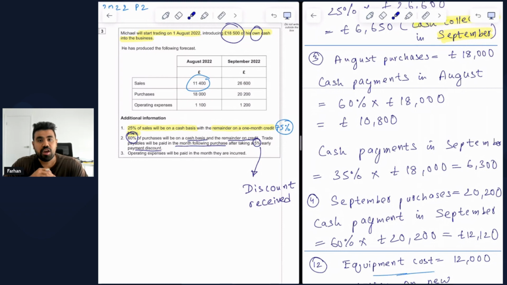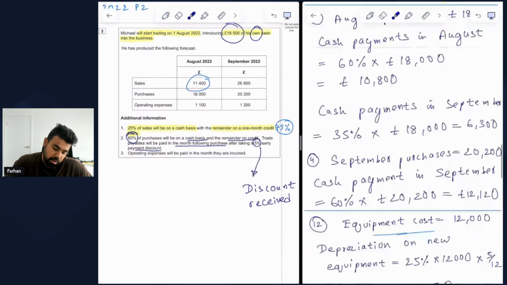So in this case, whatever cash payments we are going to be making in September for all the purchases that we have made in August, that's only going to be calculated by taking 35% after accounting for the 5% discount that we have received and multiplying it on the total August purchases. So as you can see, cash payments in September is equal to 35% multiplied by the total August purchases, which are £6,300. Okay, so now that we have sorted everything for August, let's move on to September purchases.